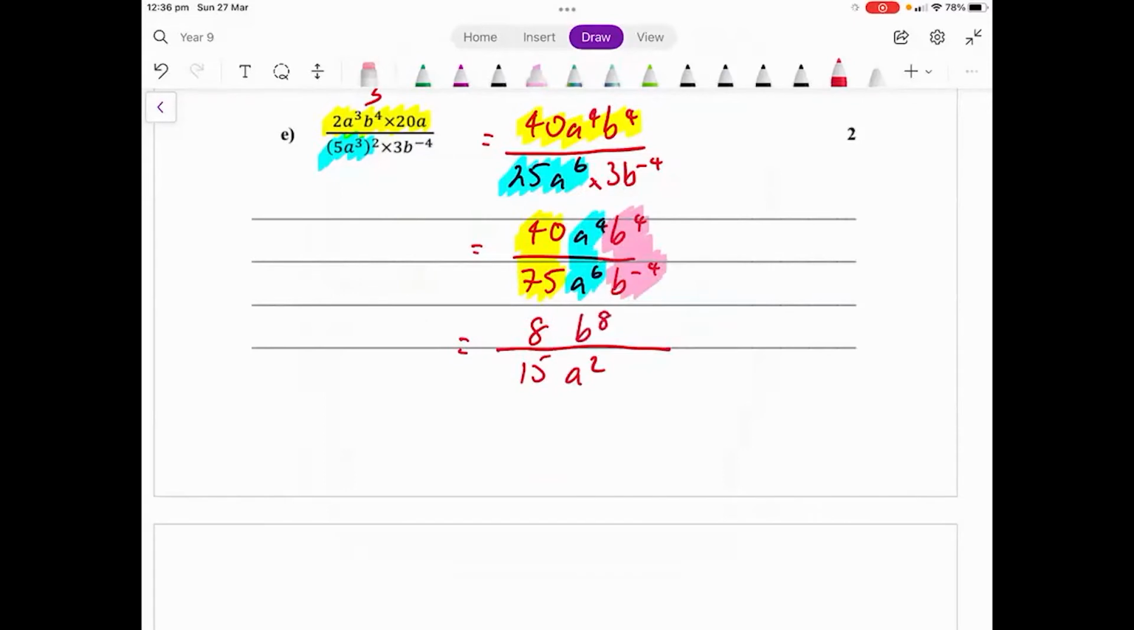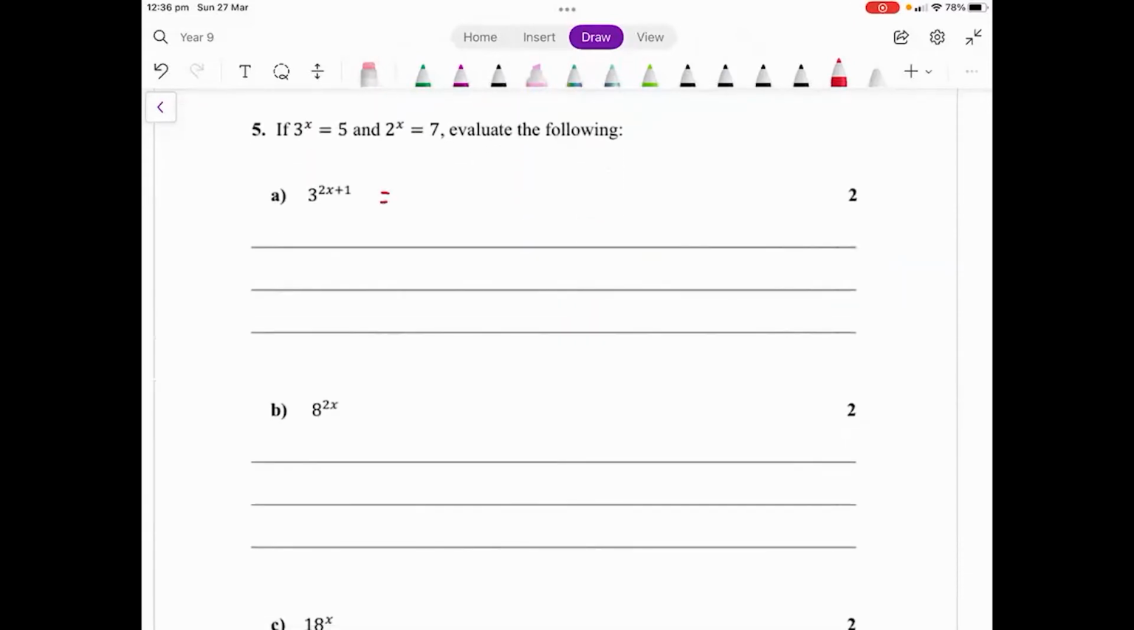So you can see here in the powers, it says 2x plus 1. That plus means a multiplication of the bases. So that gives us 3 to the power of 2x times 3 to the power of 1. A times because of the plus in the powers.